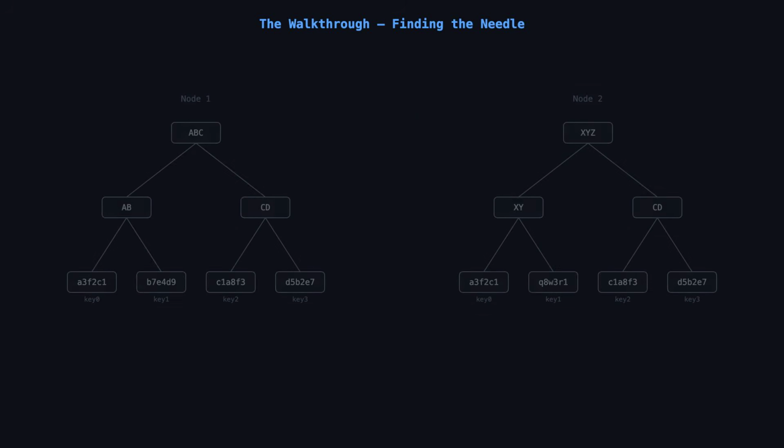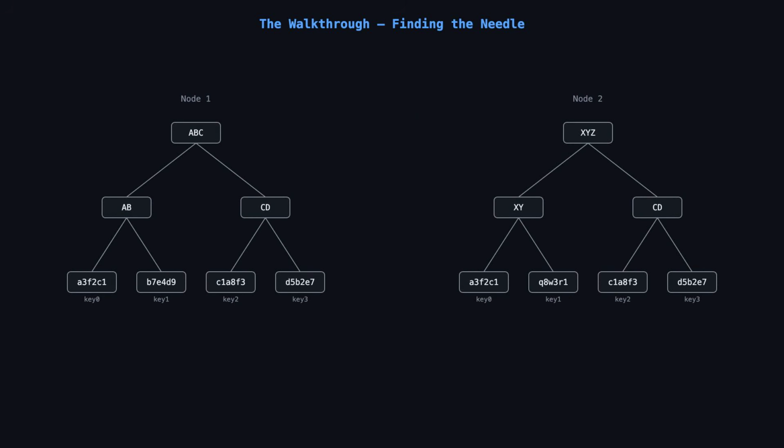Both nodes build their Merkle trees. Node 1's root hash is, let's call it ABC. Node 2's root hash is XYZ. They are different, so we know something has changed, but we don't know what yet. Let's start off with step 1. We compare the root hashes. ABC does not equal XYZ. So the trees differ, and we recurse into the children.